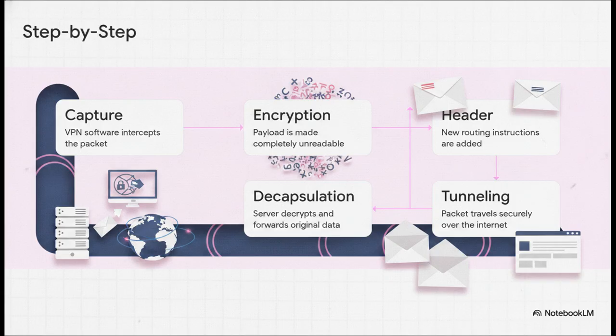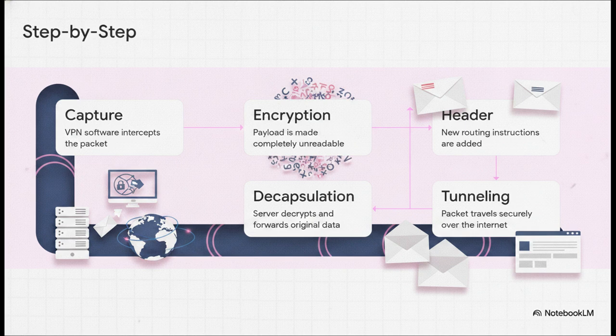Step 1. Packet capture. Your VPN software intercepts the network layer right on your device before it even leaves. Step 2. Encryption. It scrambles the payload so it is completely unreadable. Step 3. Header addition. It slaps on a new header, that's the outer envelope we just talked about. Step 4, tunneling. That fully encapsulated packet is shot through the encrypted tunnel over the internet to the remote server. And finally, Step 5, decapsulation.